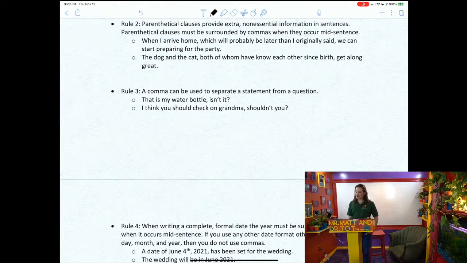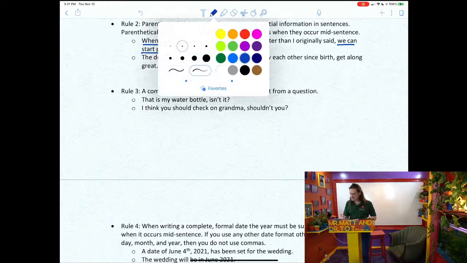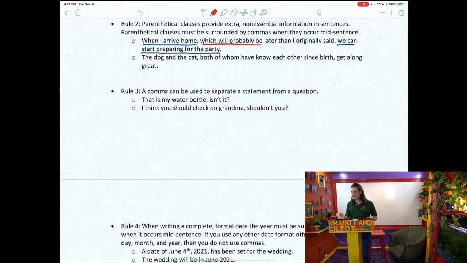So, for example: when I arrive home, comma, which will probably be later than I originally said, comma, we can start preparing for the party. So notice that the essential meaning of this sentence is when I arrive home, we can start preparing for the party. This sentence in here is just extra non-essential information. So it needs to be offset with 2 commas or 2 dashes. So this could also be like this. But like I said, never a combination of the two. You can't do comma dash or dash comma. It has to be comma comma or dash dash.